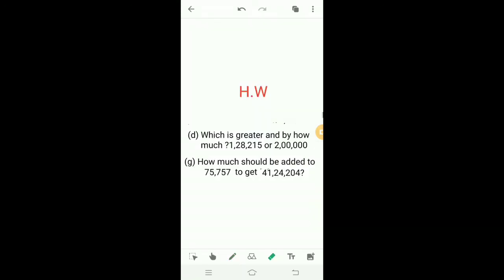Dear students, today's homework: D1, which is greater and by how much? 1,28,215 or 2 lakh. G1, how much should be added to 75,757 to get 41,24,204? Solve these problems in your maths notes.